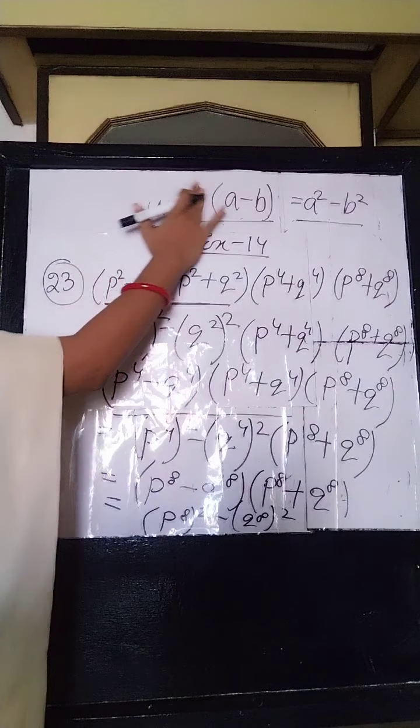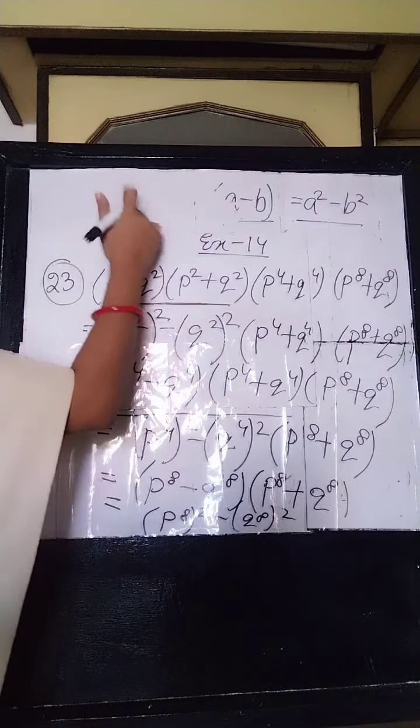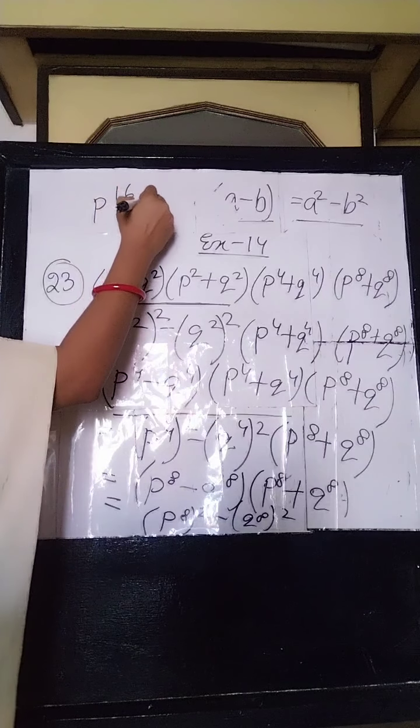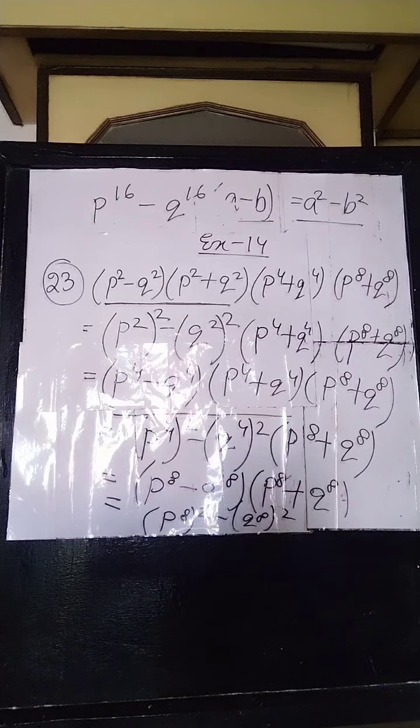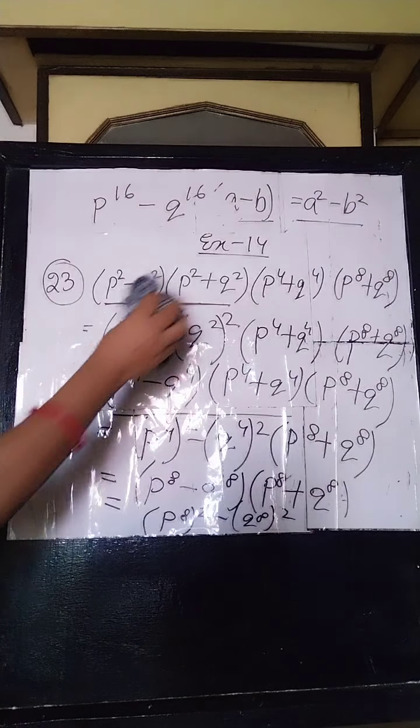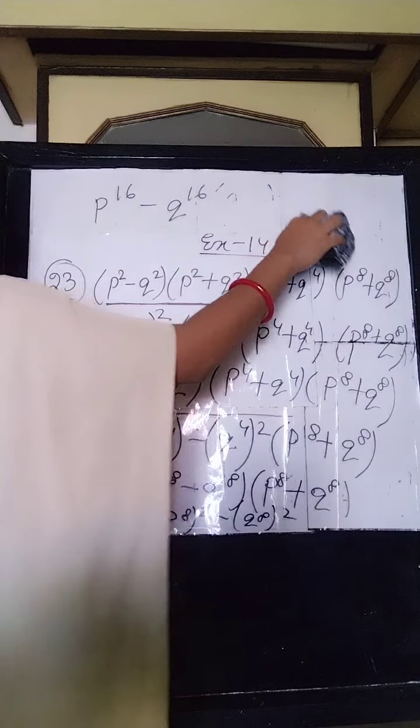So ultimately the answer of this sum will be p to the power 8 whole square. That means p to the power 16 minus q to the power 16. When you remove the bracket, you will get the answer p to the power 16 minus q to the power 16. Now very quickly we will solve the next sum.